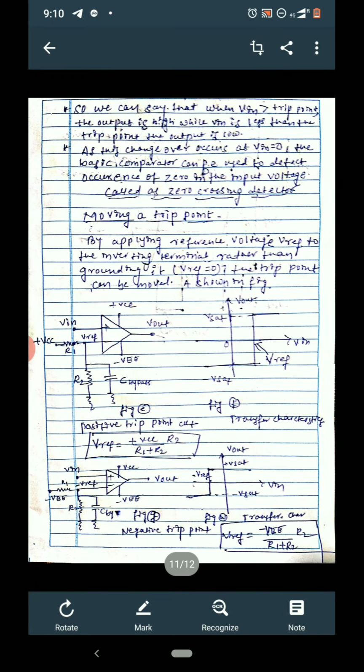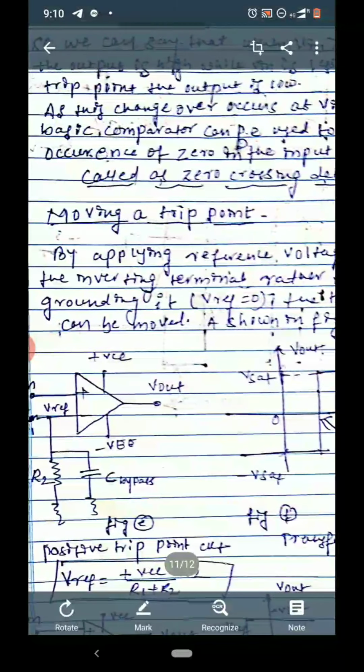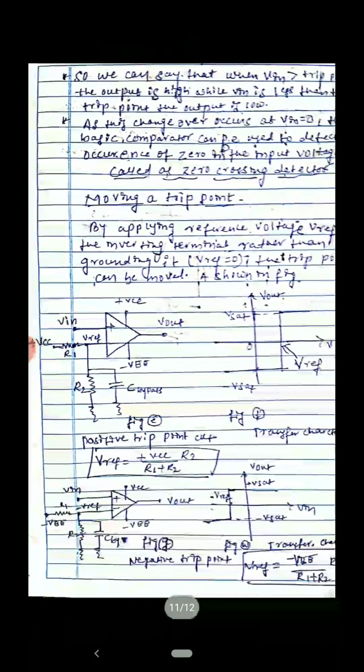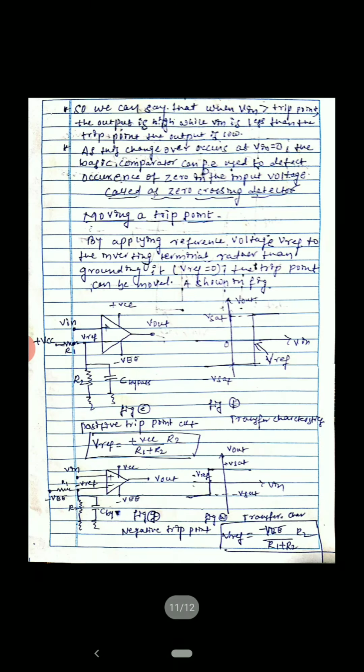Here I have written it. You can see, when V input is greater than the trip point, output is high, while when V input is less than the trip point, the output is low. So as this changeover occurs at V input equal to 0, the basic comparator can be used to detect the occurrence of 0 in the input voltage.